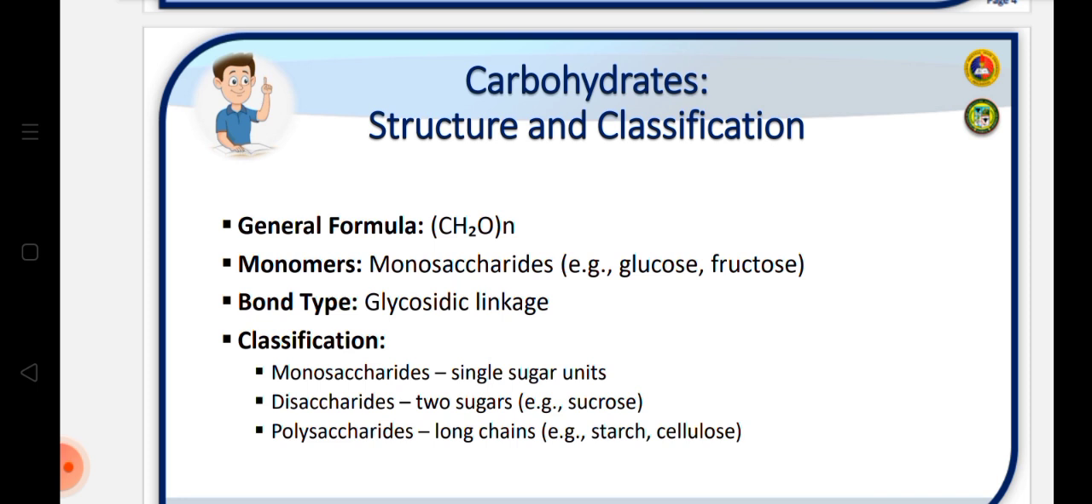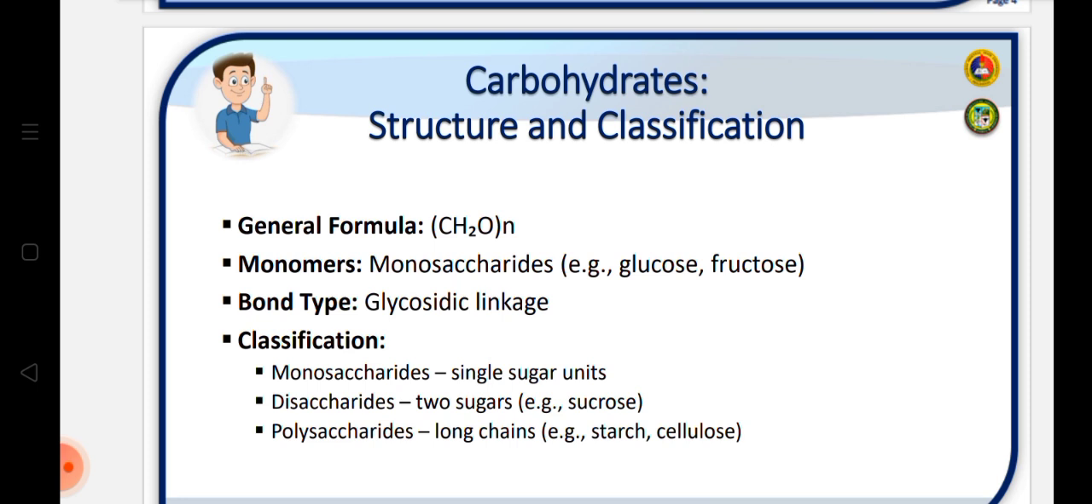Their basic building blocks are called monosaccharides. So monosaccharides are simple sugars like glucose and fructose. Let me just repeat that. The building blocks of carbohydrates are called monosaccharides. When monosaccharides link together, they form larger carbohydrates through glycosidic bonds. These covalent linkages determine the structure and digestibility of the resulting compound.